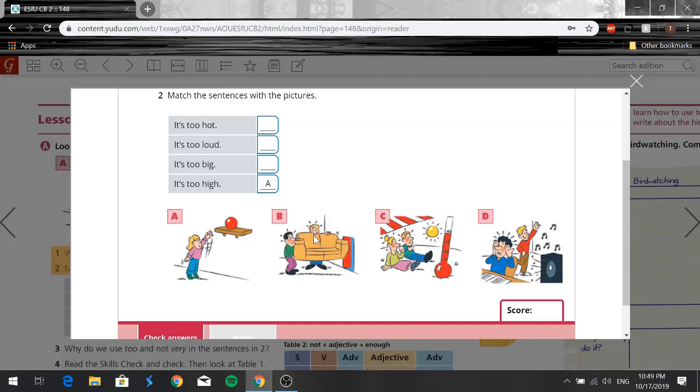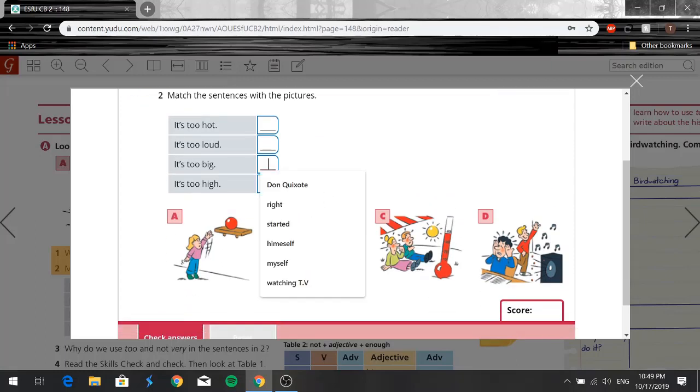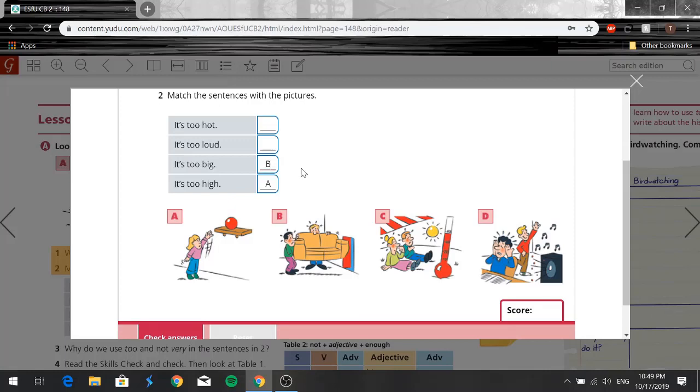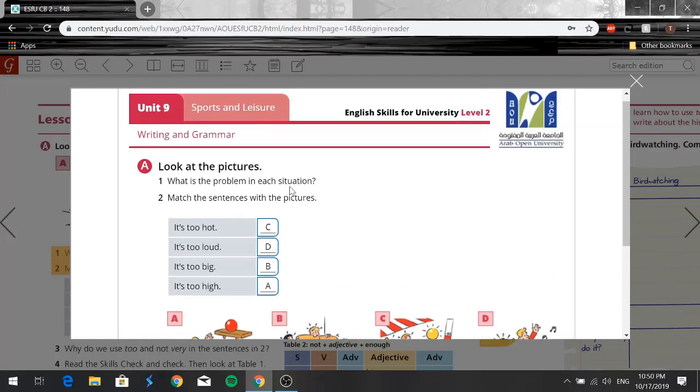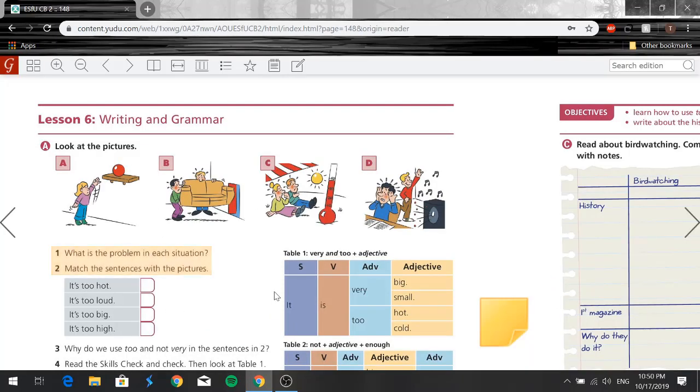Okay? And B looks like it's too big, right? So B will be too big. It's too loud. It seems that the music is too loud. So we'll say D is too loud. And finally, it's too hot. So C will be the correct one. Actually, let me write that in capital. Write that one in capital as well. Okay, so it's too hot, it's too loud, it's too big, and it's too high. Now, let me close this.